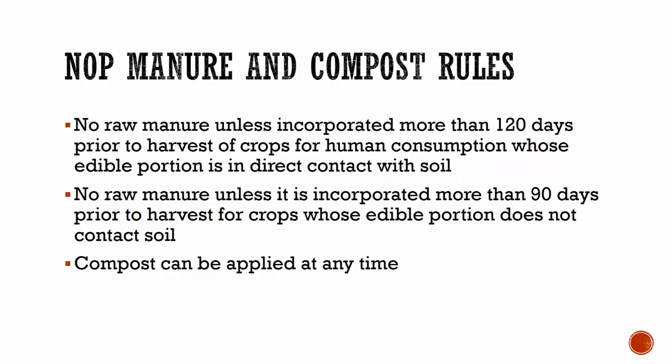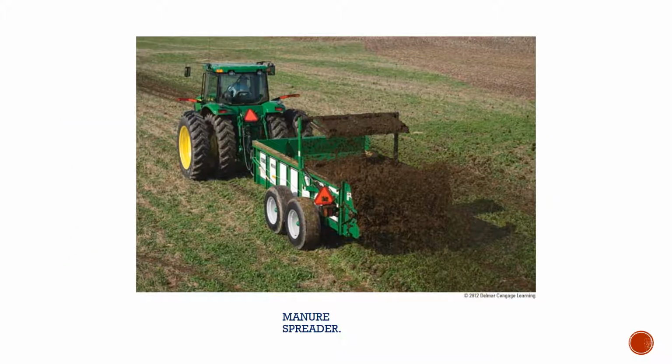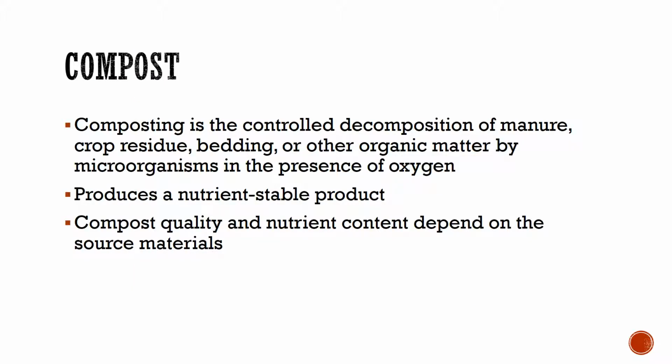Compost, though, can be applied anytime, but you still need to get it tested because it's going to be a lot lower concentration of nutrients. So here's a manure spreader. We're just really throwing it on the ground. Compost is controlled decomposition of manure. I'm sure you all know what a compost looks like. We're just throwing in different types of things like crop residue, bedding, maybe some manure to give us that correct amount of nutrients in there. It's a very nutrient stable product, but it's a lot lower, and in some cases could be a slow release fertilizer.